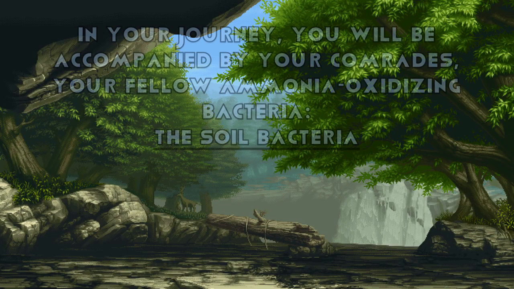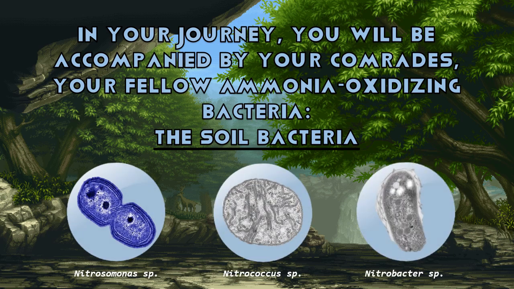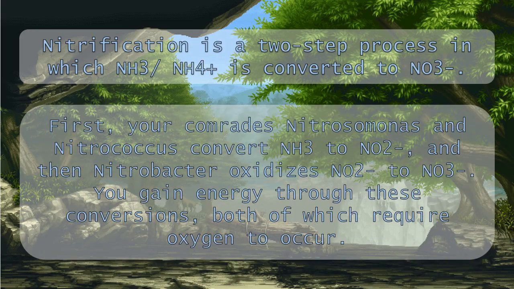You pressed nitrification. In your journey, you will be accompanied by your comrades, your fellow ammonia oxidizing bacteria and the nitrite oxidizing bacteria involved in nitrification. These are soil bacteria: Nitrosomonas, Nitrococcus, and Nitrobacter. Nitrification is a two-step process in which ammonium or ammonia ion is converted to nitrate ion. First, your comrades Nitrosomonas and Nitrococcus convert ammonium to nitrite ion, and then Nitrobacter oxidizes nitrite ion to nitrate ion. You gain energy through these conversions, both of which require oxygen to occur.